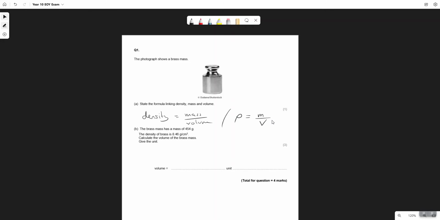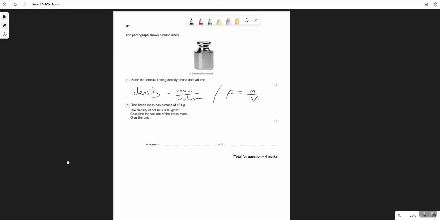You were allowed to use a D, but sometimes you're not given it. But in this one, it did say condone the use of D for density. But the symbol you should be using is a rho. Then it's just using it.